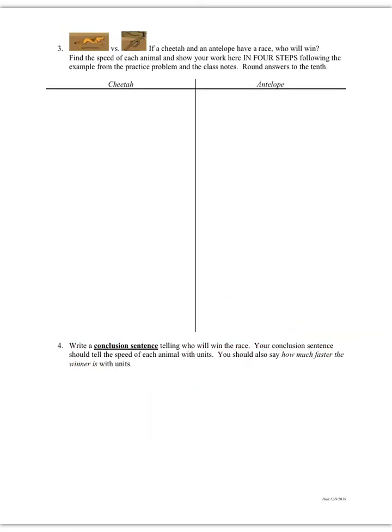Number 3 here, where you're going to use the four-step method, you're going to write out steps 1 through 4 here, using data that you collect from the Gizmo to compare who's faster, a cheetah or an antelope.